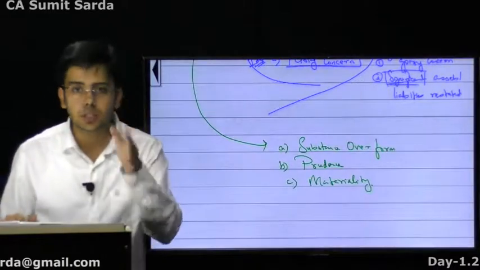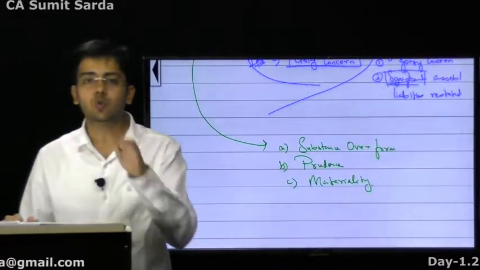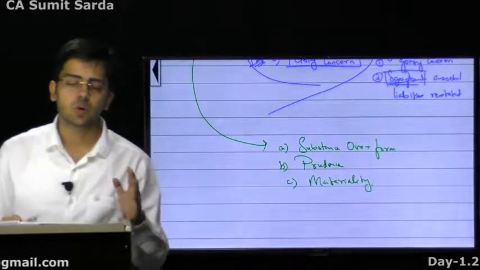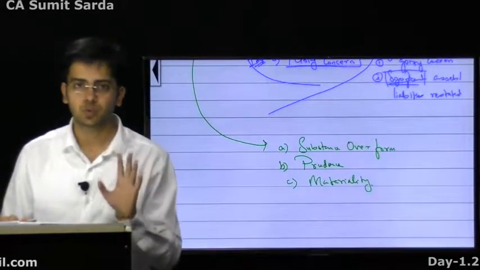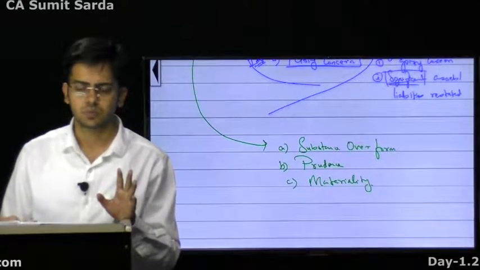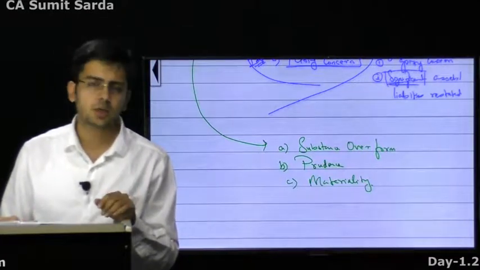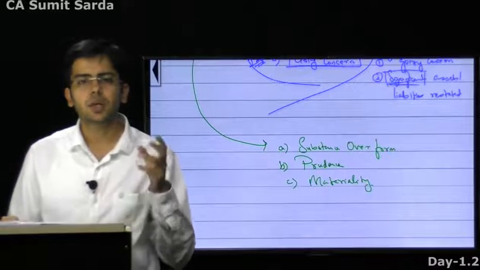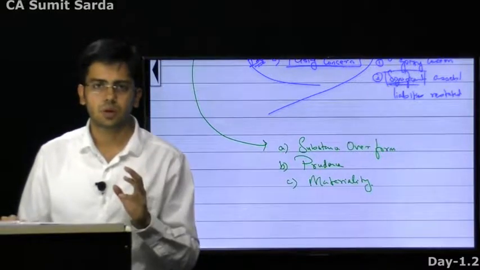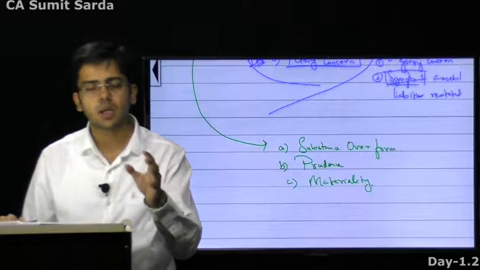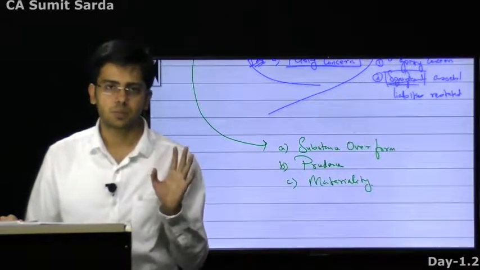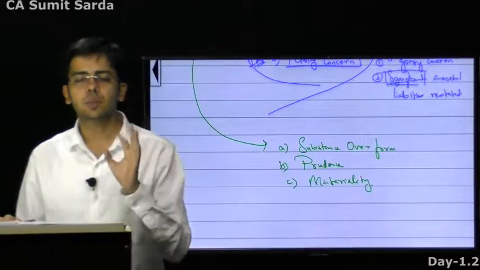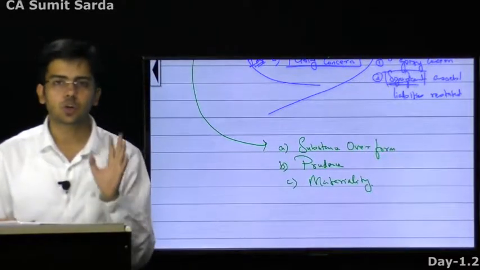So what do we mean by substance over form? Substantially what we can see may be different from the legal aspect. What we can see is considered for accounting purpose rather than the legal aspect of the same. Sir, what do you mean by that? In CA Inter, you may have seen a question that A purchased a house from B. He has given the money and taken the key of the house. Sale deed is pending at year end. Should the sale be recorded or not?